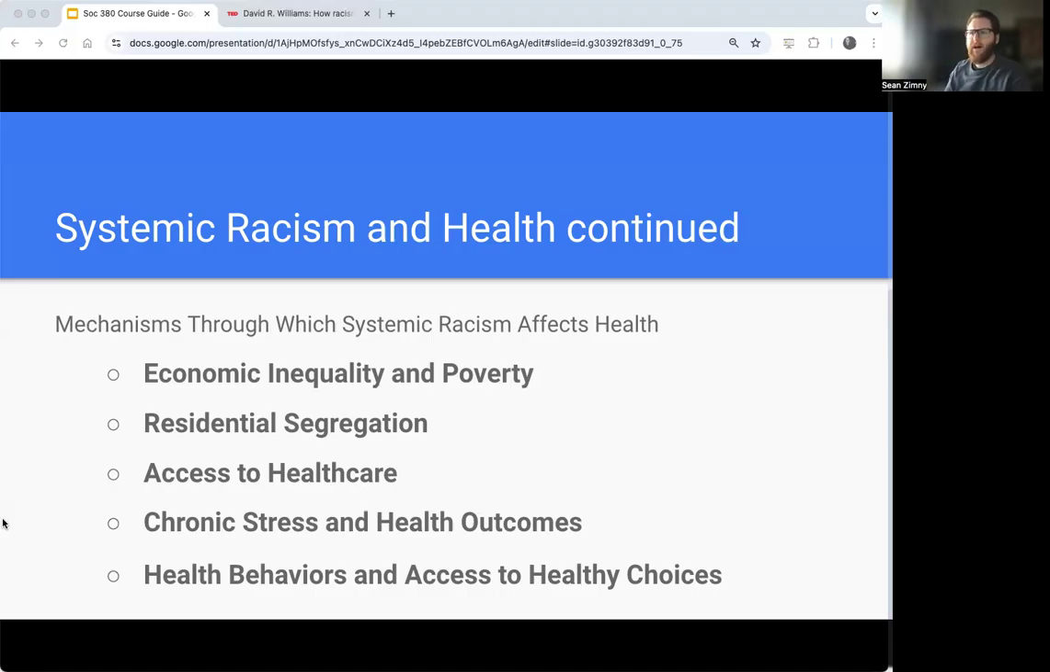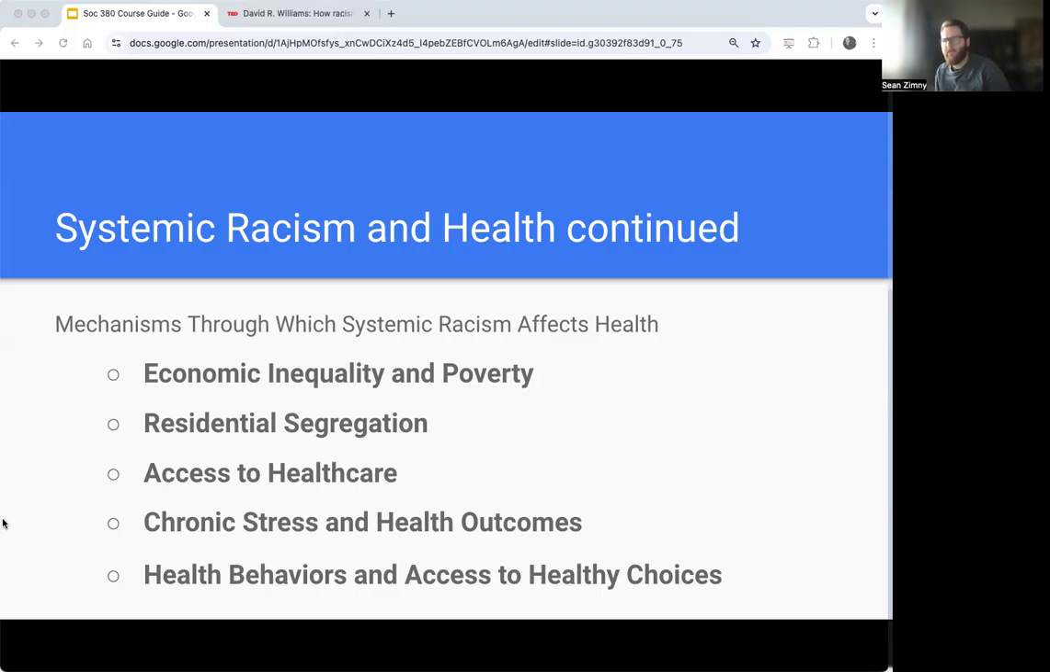Finally, number 5, health behaviors and access to healthy choices. Systemic racism limits opportunities for individuals to make health promoting choices. Neighborhoods shaped by discriminatory zoning laws may lack grocery stores with fresh produce, while fast food options really are widely available, making healthy eating more and more difficult because they are cheaper, oftentimes more readily available.